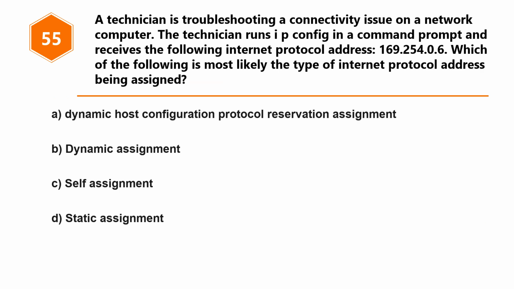Question 55. A technician is troubleshooting a connectivity issue on a network computer. The technician runs ipconfig in a command prompt and receives the following Internet Protocol address: 169.254.0.6. Which of the following is most likely the type of Internet Protocol address being assigned?